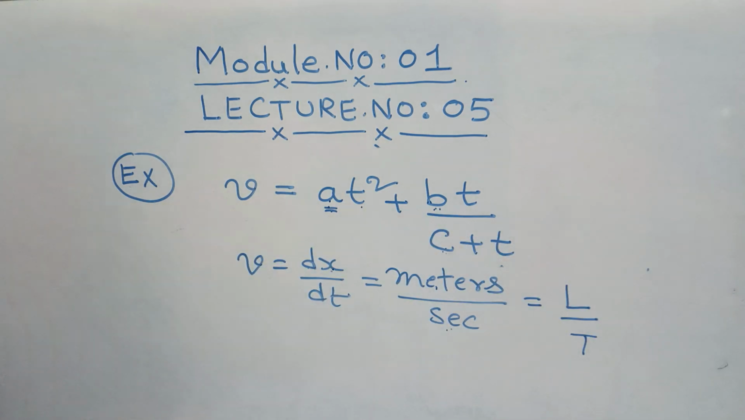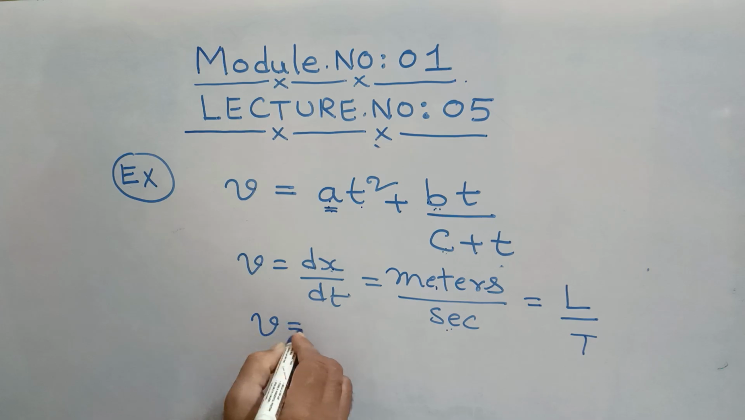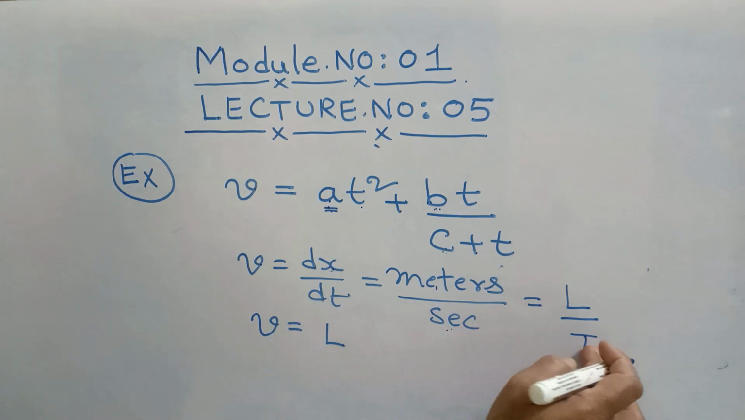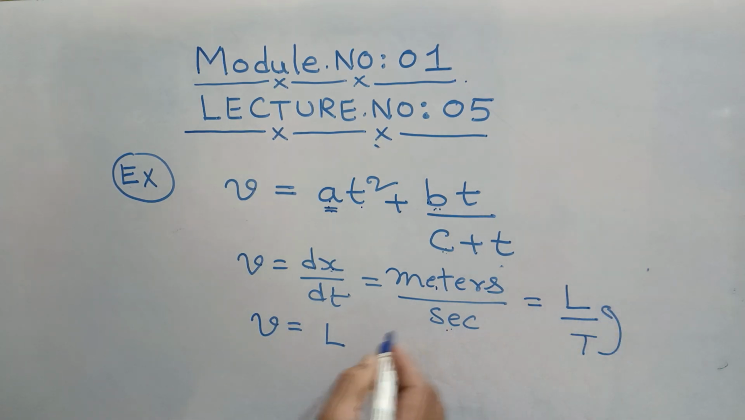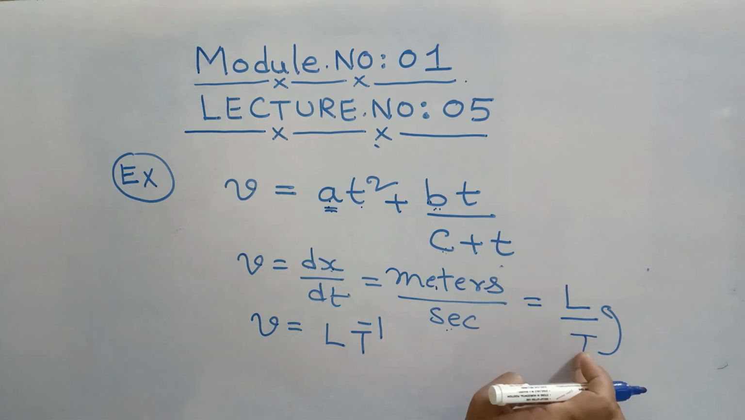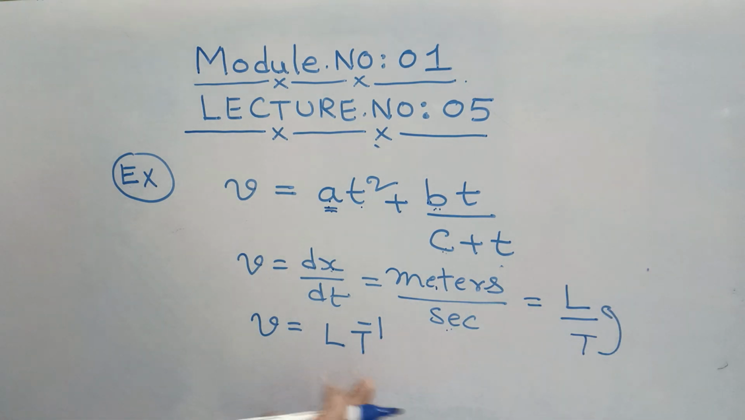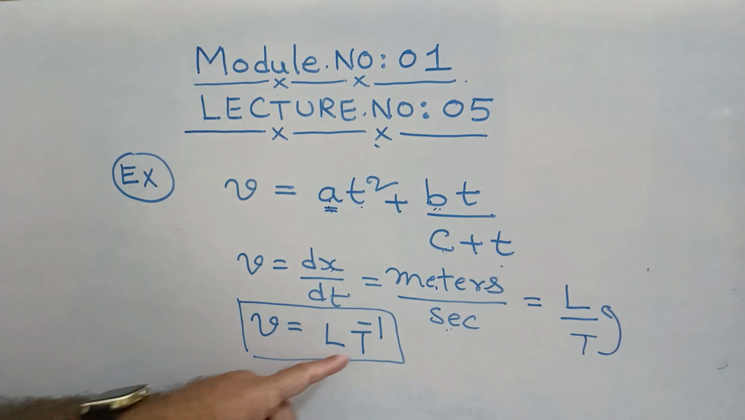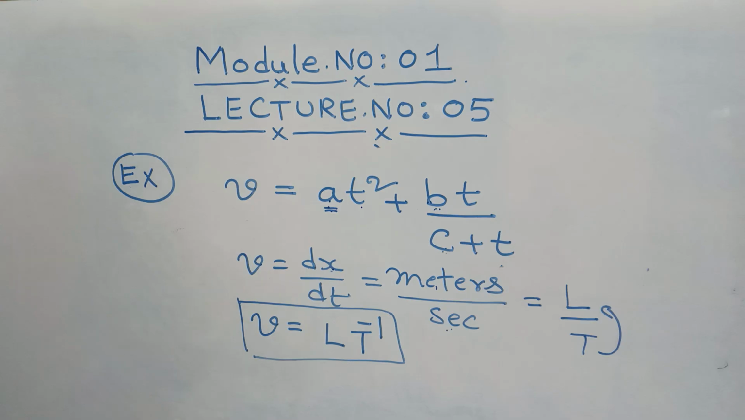L by T. Therefore, v is equal to L by T. This T you can take to the numerator, T power minus 1. Shall I write like that? Therefore, small v is equal to L T inverse. So this denominator part you can take to the numerator side, and that becomes T power minus 1. Therefore, L into T power minus 1. That is the dimension of velocity. We have to remember. Clear?